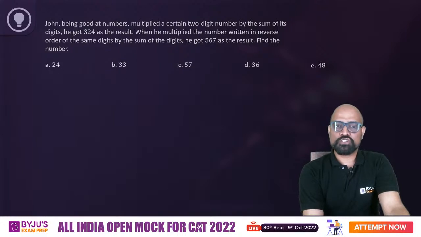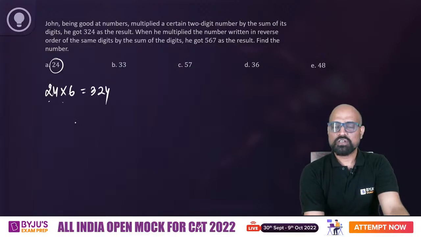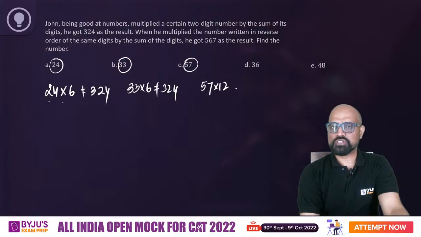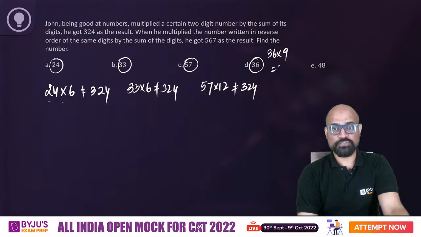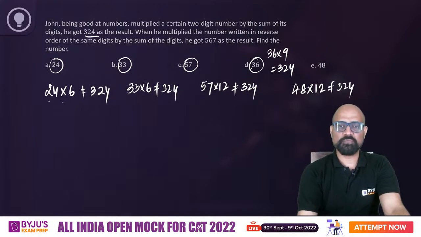So let's start with the first option, 24. It says when he takes a two-digit number and multiplies it with the sum of its digits, he gets 324. 24 into 6 is not 324. Next one, 33 into 6 is not 324. 57 into 12 is more than 500, this is not 324. 36 into 9 is 324. Let's try the next one. 48 into 12 is more than 500 again, this is not 324. So by checking the options, we get our answer.